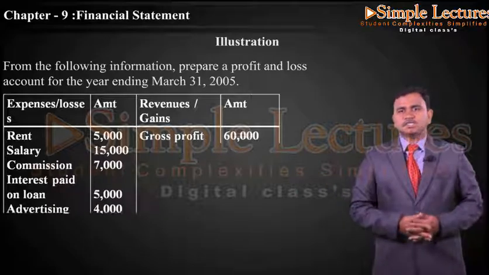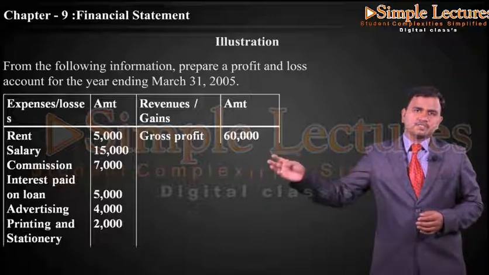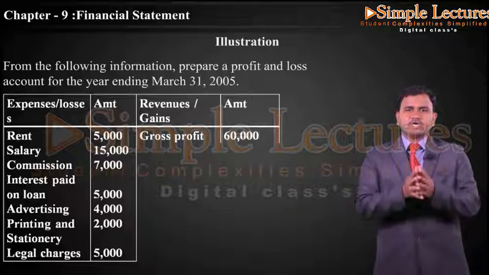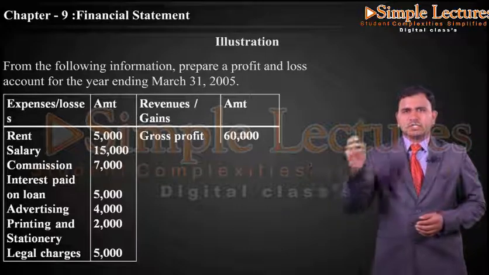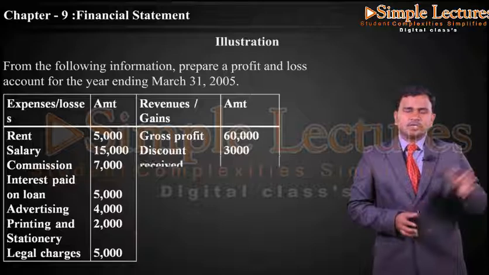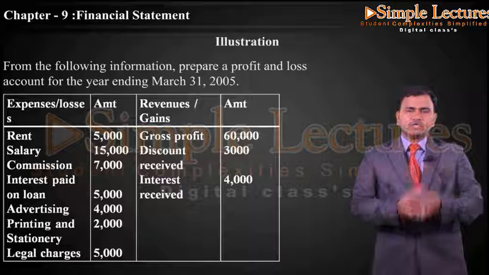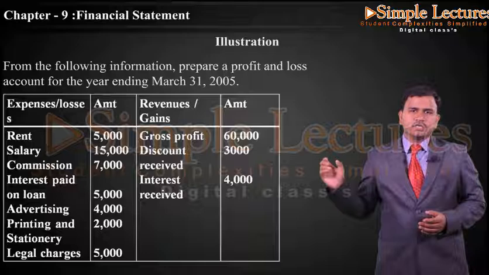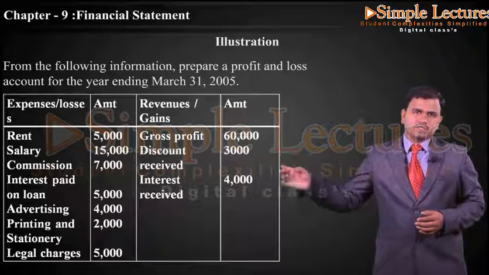Then again interest paid on loan, again it is an expense here, again in the debit side interest paid on loan in the amount column 5,000. Then we have advertising, again it is an expense, in the debit side advertising 4,000. Then we have discount received, so discount was received here which is an income that should be recorded in the credit side, discount received 3,000. Then we have printing and stationery, again expense in the debit side, printing and stationery 2,000. Then legal charges, again expenses in the debit side, legal charges 5,000.